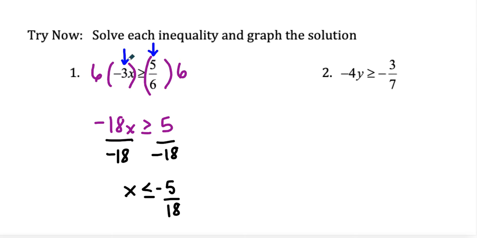Another way to do this, because it's just 2 terms, one on each side, is to multiply by the reciprocal. Well, why do you say that?